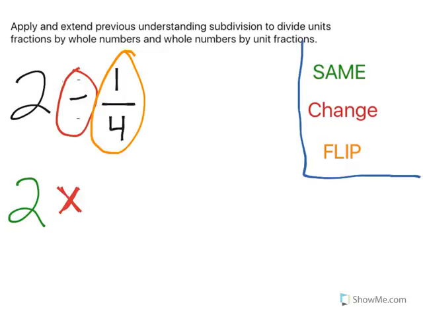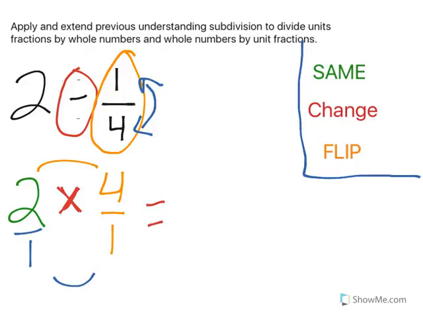So we're going to flip the numerator. What flip means is we're going to flip the numerator and the denominator. So it will now be 4/1. And then we just multiply like we would do with any other fraction and whole number. So we do 2/1 times 4/1, which multiply the denominators, multiply the numerators to get our answer of 8/1, which is simply just 8.